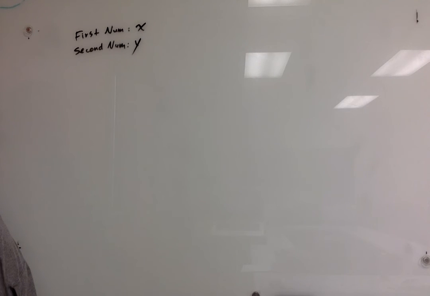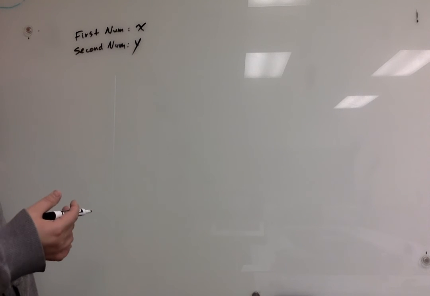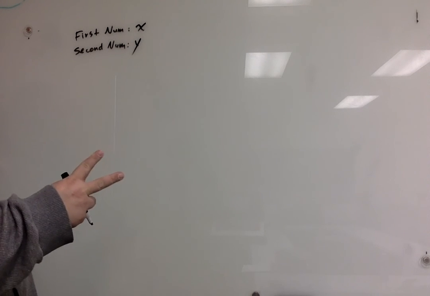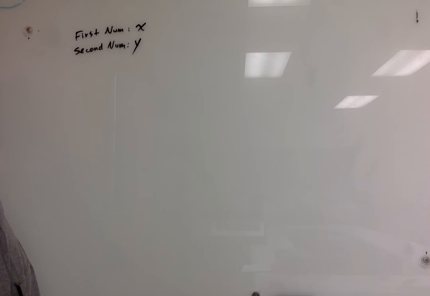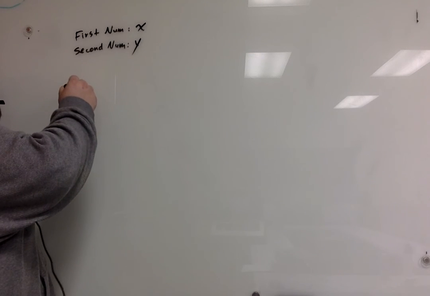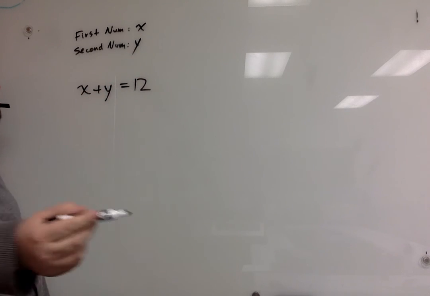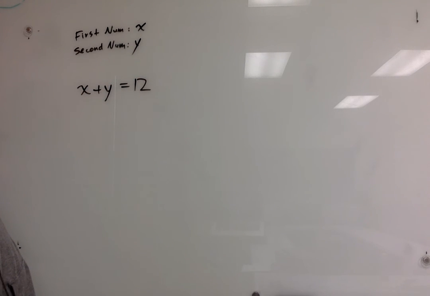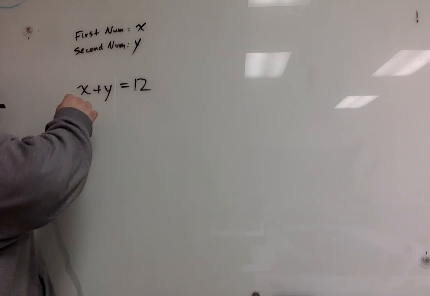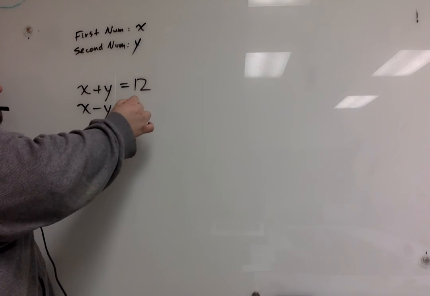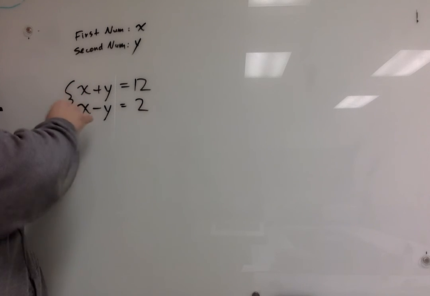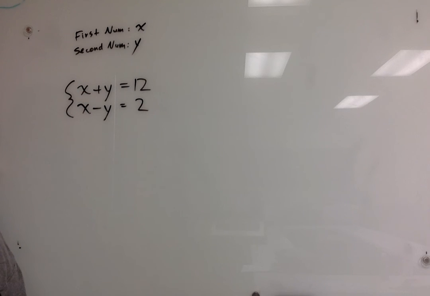Next thing we do is we look back at our problem and we try to write equations. So instead of trying to write one equation from our information, we're trying to write two equations. Here it says the sum of two numbers, so x plus y equals 12. And then it said their difference is 2. So that means x minus y equals 2. And now we have our system: x plus y equals 12, x minus y equals 2.